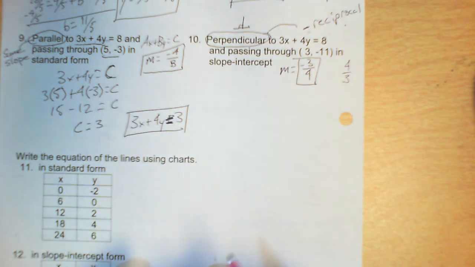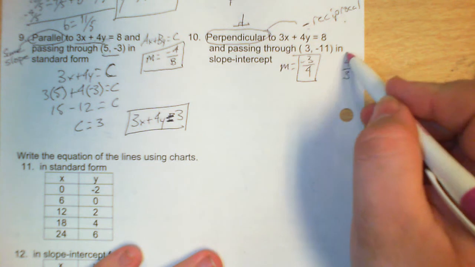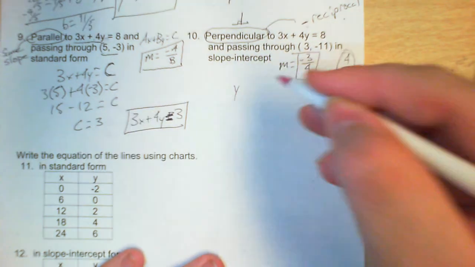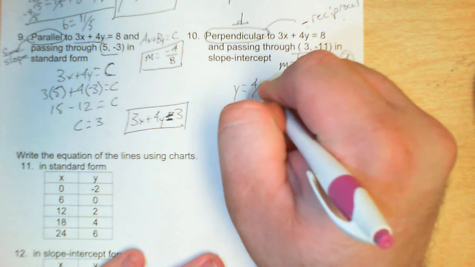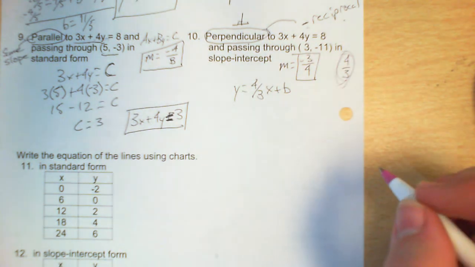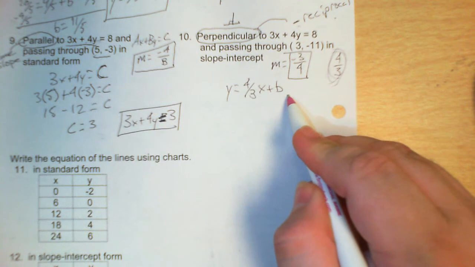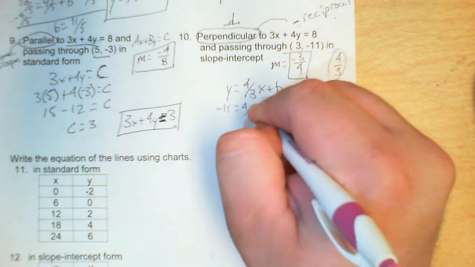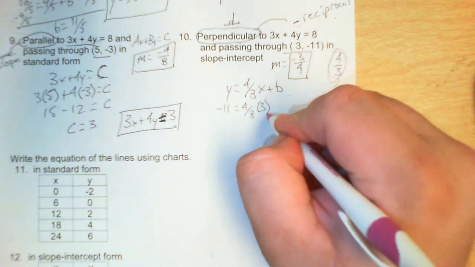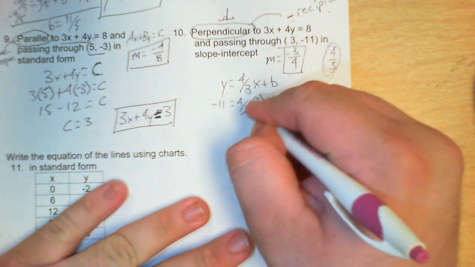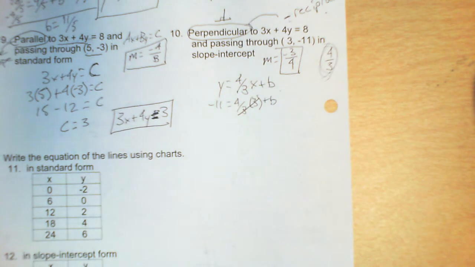So now I'm going to write an equation of a line that's perpendicular. This is my slope, and I want slope-intercept form, which is great. I want it to be perpendicular to that. So this is what I want. I need to solve for b. So I'm going to take my point: negative 11 equals 4/3 times 3 plus b. This is awesome, because now my 3's cancel out, and I don't have a fraction.